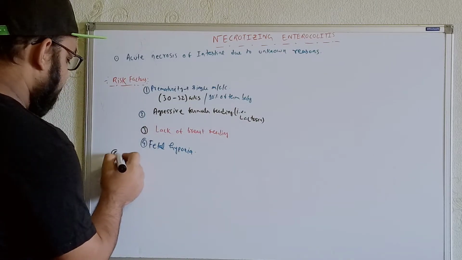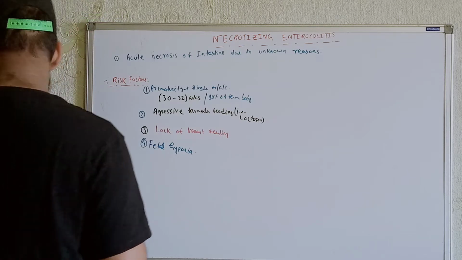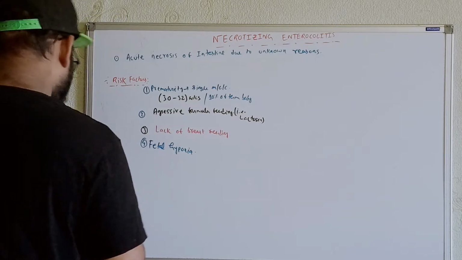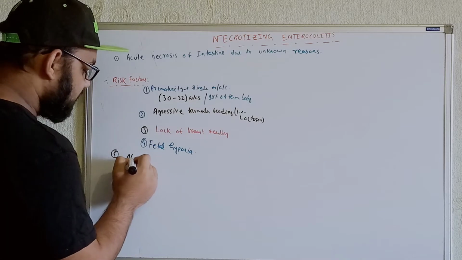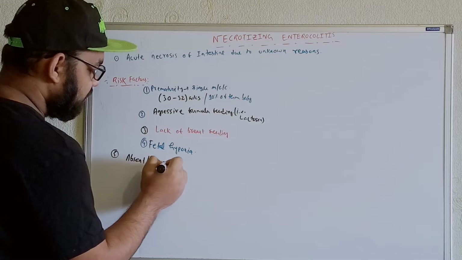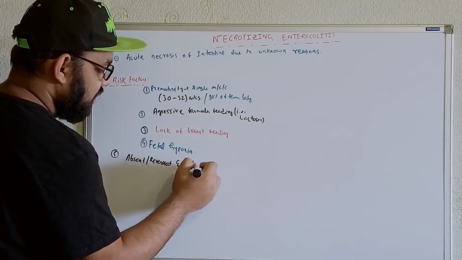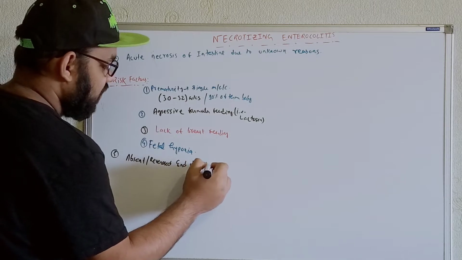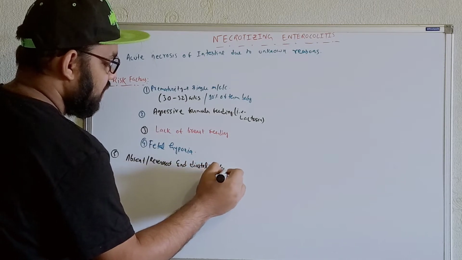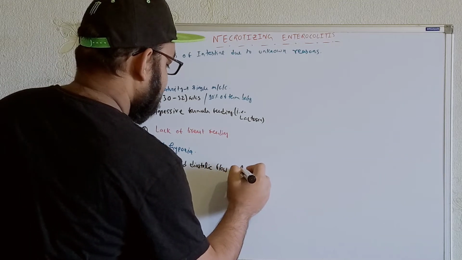Number 5, I'm writing it over here. If we see absent or reversed end-diastolic flow on antenatal USG.